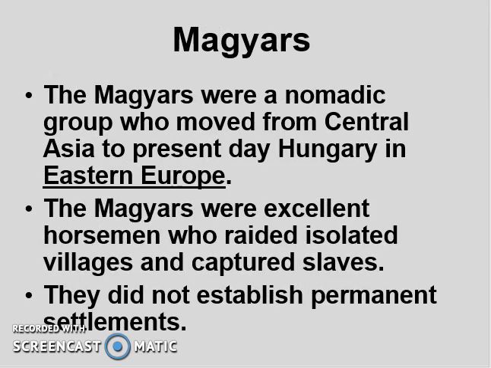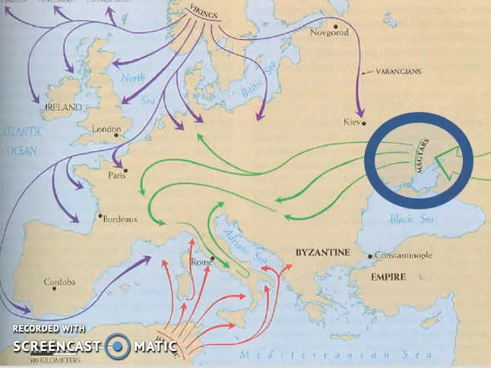Next, we're going to talk about the Germanic tribe of the Magyars. So the Magyars were a nomadic group who moved from Central Asia to present-day Hungary in Eastern Europe. The Magyars were excellent horsemen who raided isolated villages and captured slaves, and they did not establish permanent settlements, so they continued to move around and raid different regions.